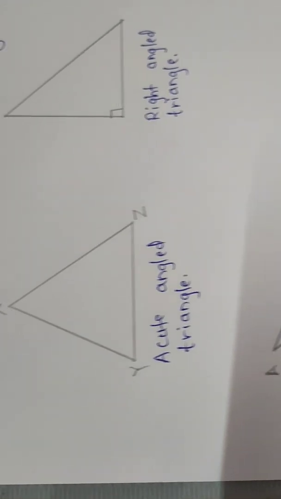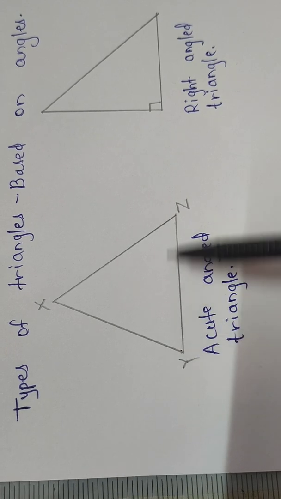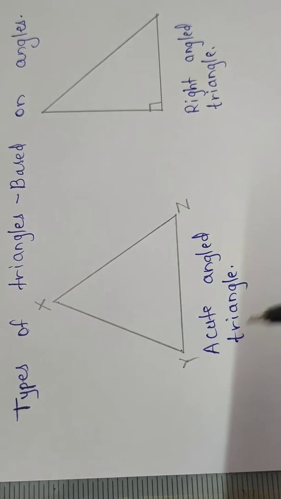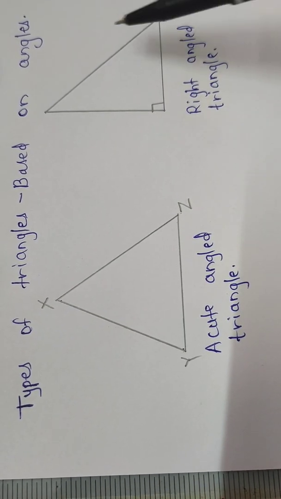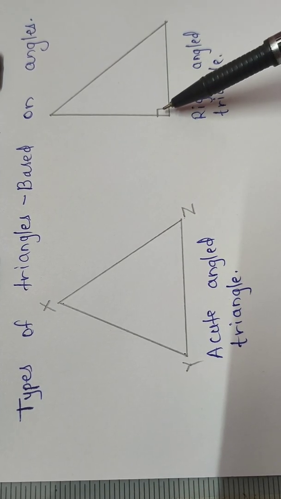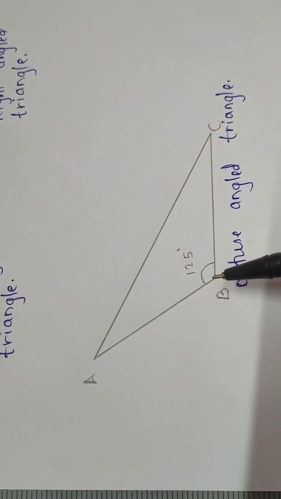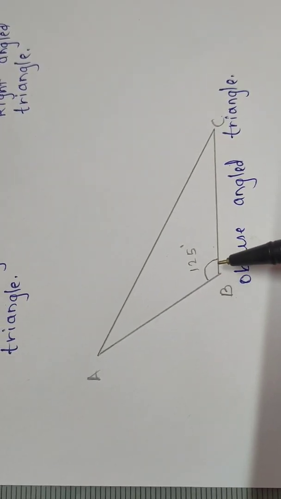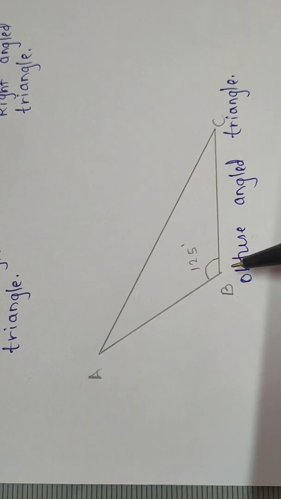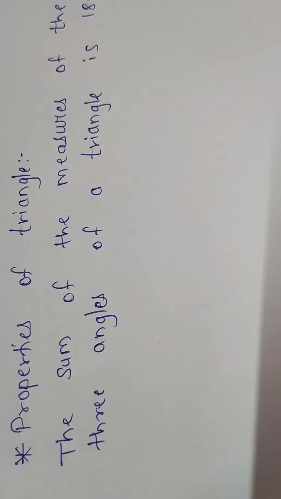One thing you have to keep in mind is that in an acute angled triangle, all the three angles should be less than 90 degrees. Whereas in a right angled triangle, we have to check only one angle to be 90 degrees. Same way in an obtuse angled triangle, only one angle should be greater than 90 degrees. Remaining things are the same.